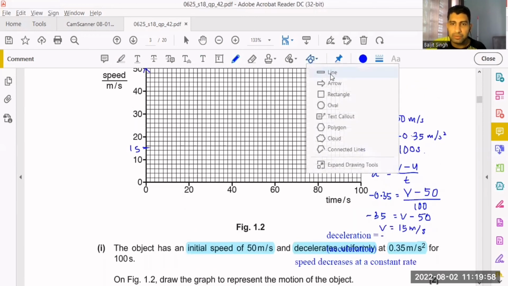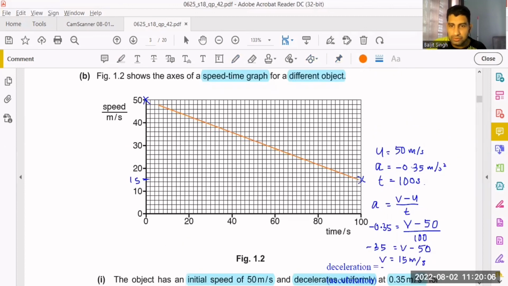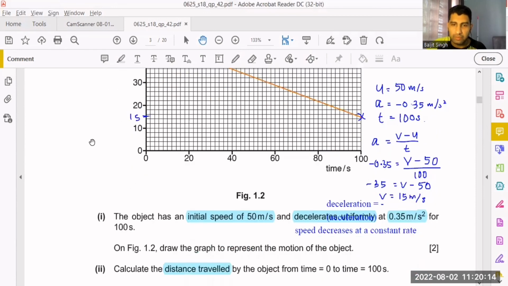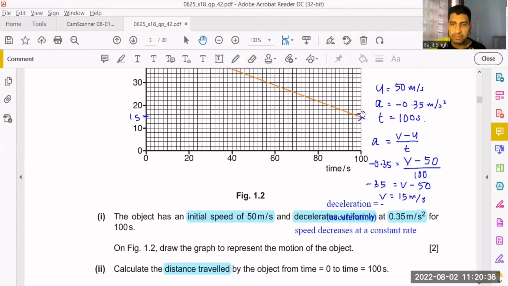So that means you can actually create the graph, because it is a uniform or constant deceleration, so you can draw it as a straight line joining the initial speed and the final speed. Again, remember, the question never mentioned that the speed of the object is 0 at the end. Since they never mentioned it, we cannot guess the value. So we have to calculate the value. The calculation is shown here. So this will give you the full 2 marks: drawing the line and also having the value of 15 meters per second shown here.